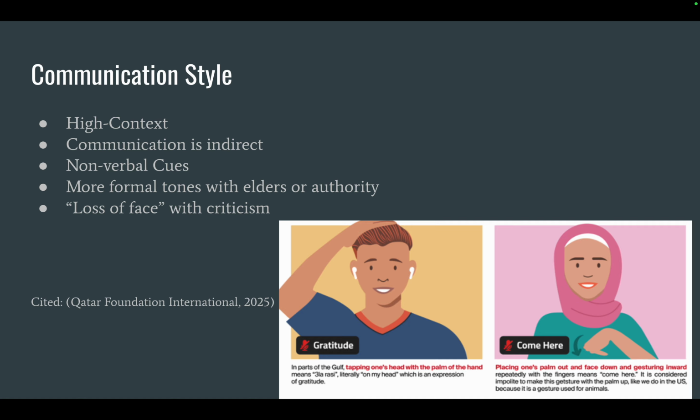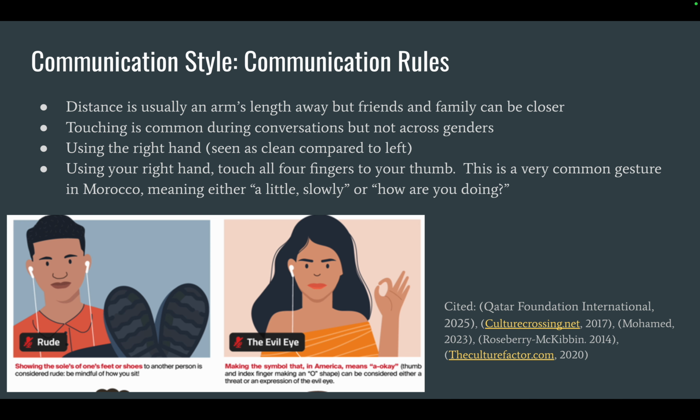There are also more formal tones used with elders and authority, like in the various use of language that Danielle mentioned above in our earlier presentation. Communication is indirect, and there are many gestures and nonverbal cues that are used. The next few slides share a poster from the Qatar International Foundation explaining some common nonverbal cues you may see in Arabic culture. Our slide currently shows that tapping your head with the palm of your hand can mean gratitude.